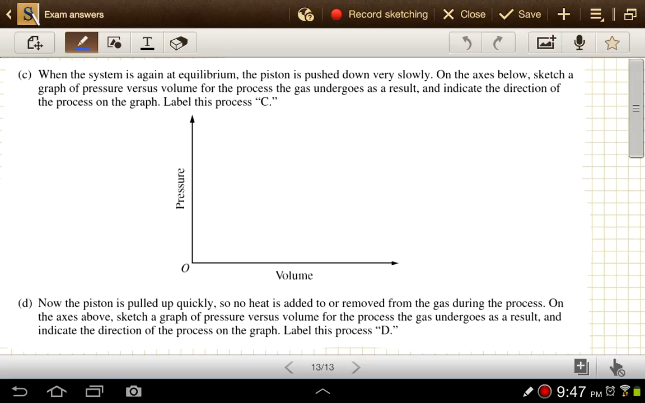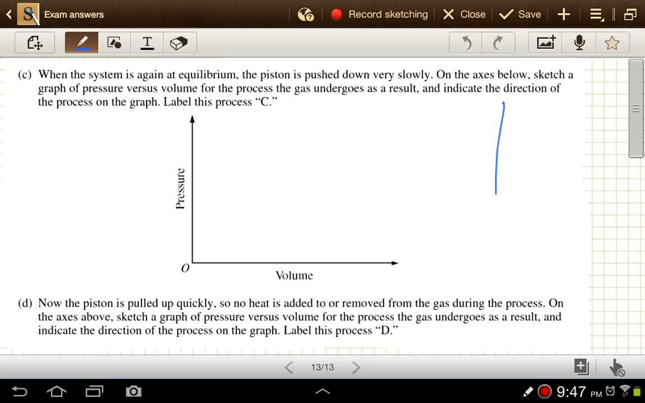And then our piston is going to be pushed down very slowly. Very slowly is important here. So if the piston is pushed down very slowly, that means that we'd expect the temperature of that gas inside the piston to increase.